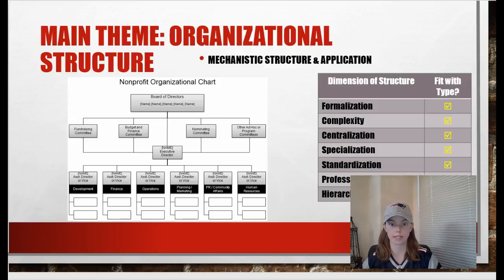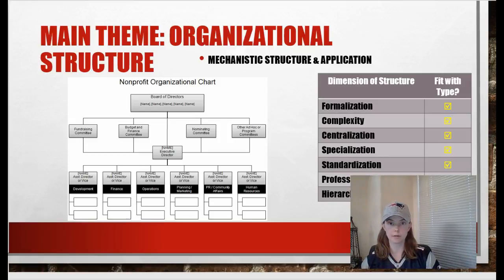And so we can think of mechanistic structure in this very simple organizational chart that I have up top. So you've got the board of directors, you've got a series of different committees, you've got an executive director, and then throughout that you have these specialized groups or teams within the organization. But this flow, this kind of directional arrow from top to bottom, really symbolizes the structure in a nice concrete form.